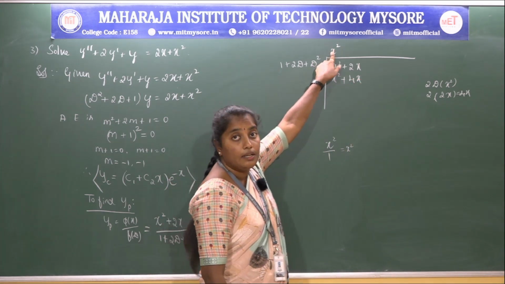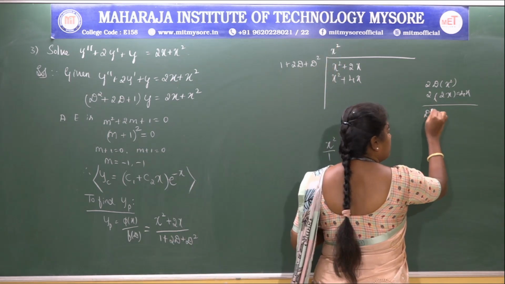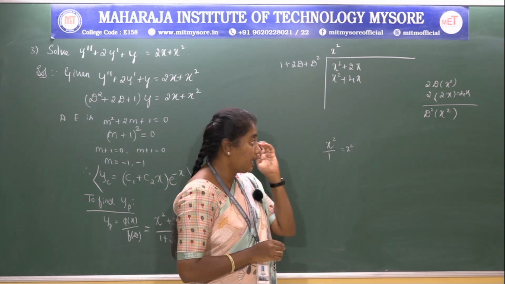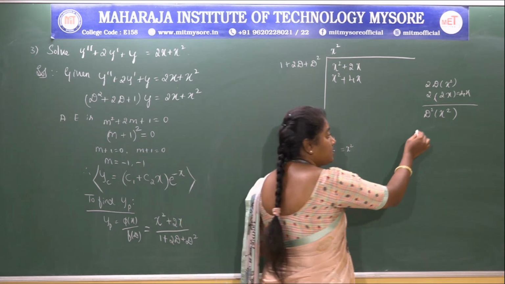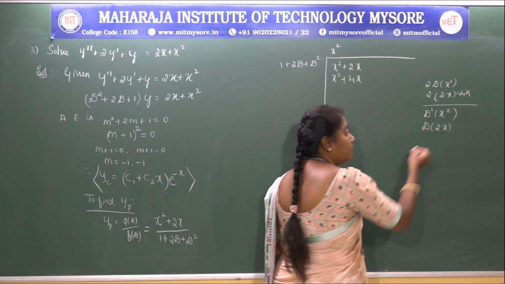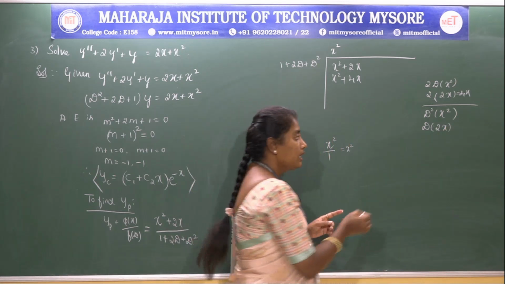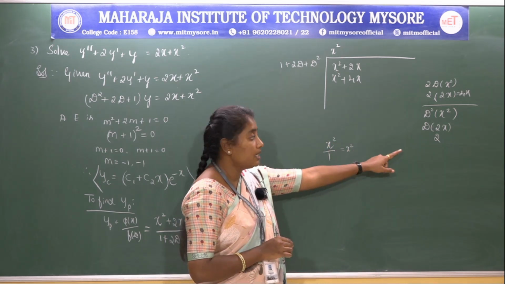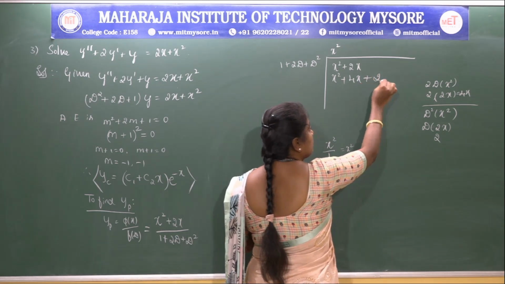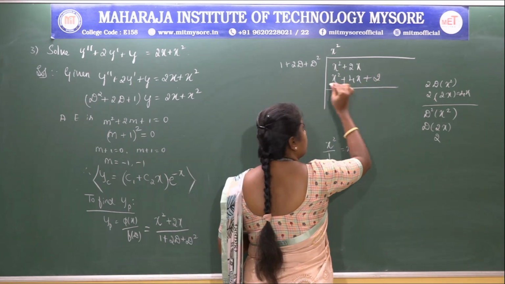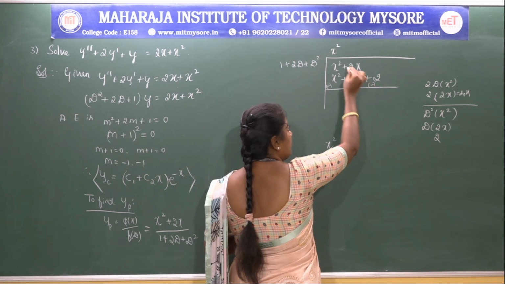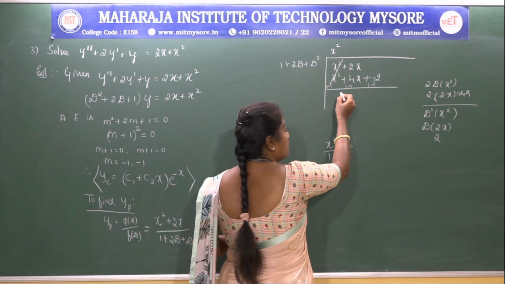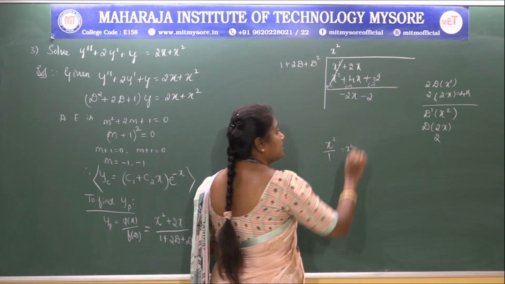Next term, d square into x square. Differentiate x square twice with respect to x. Differentiating once we get 2x. Differentiating one more time we get 2. So the differentiation of x square twice is equal to 2, and the next term is 2. Simplify this by changing the signs. The plus x square and minus x square get cancelled. Plus 2x minus 4x equals minus 2x, then minus 2.